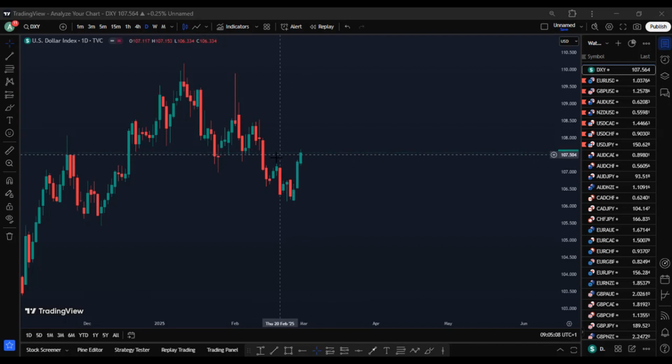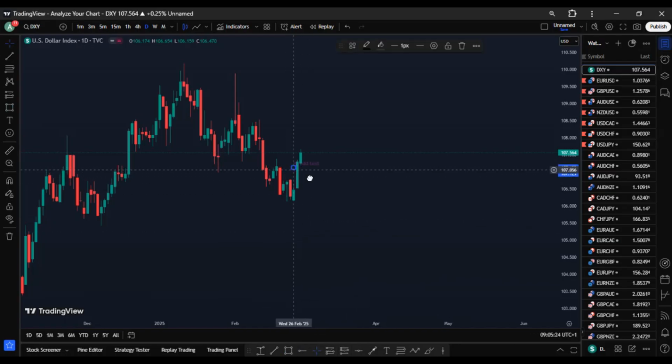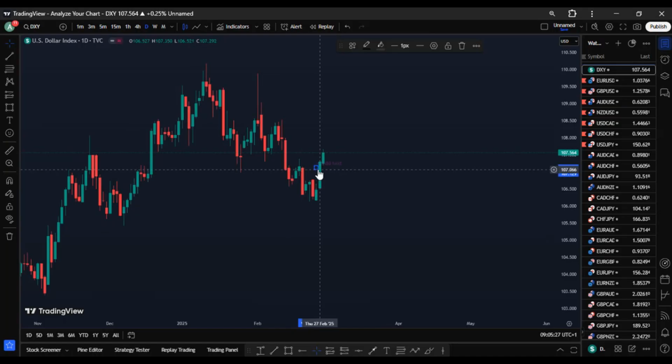So if you are bullish, that means you'll be looking to take only buy trades on the dollar index. That is, you are going to be looking for just buy opportunities on the dollar index. Now, what are the buy opportunities you see here? If you look here, you can see that we have a fair value gap. Let me mark that out immediately. We have this fair value gap right here. Let me mark that out.